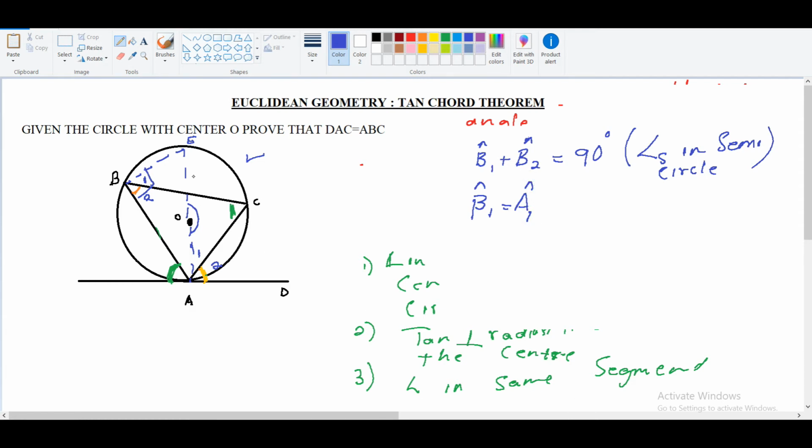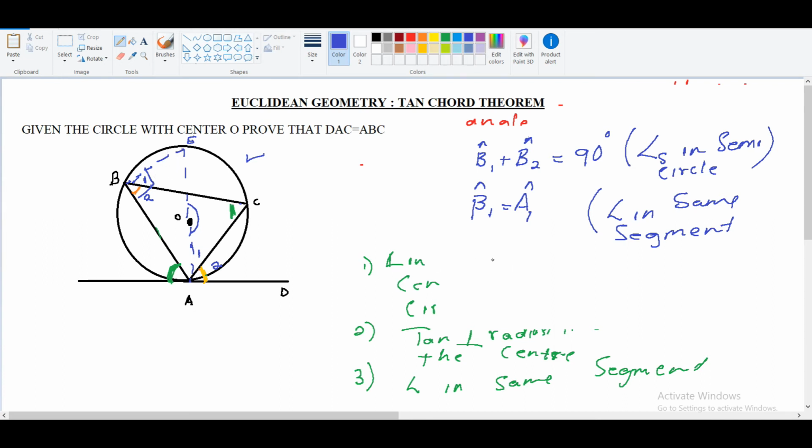Angles in the same segment are equal, right? Angles in the same segment. So which segment? You see, this is the segment. Which angles does this segment create? It creates angle B1, and the same segment also creates angle A1. So angles in the same segment: this one is holding angle A1, and at the same time it is also holding B1. Those angles are equal because they are in the same segment.